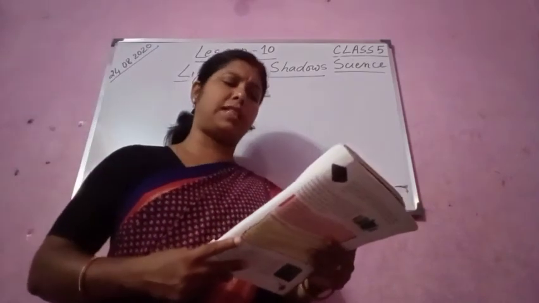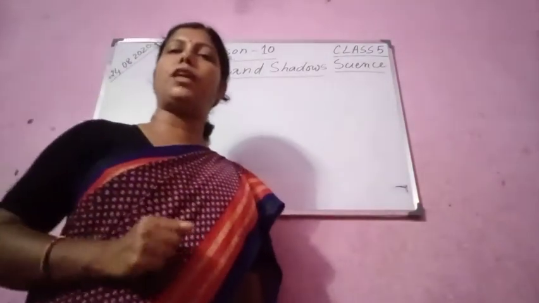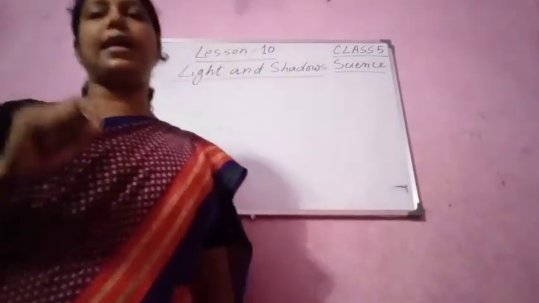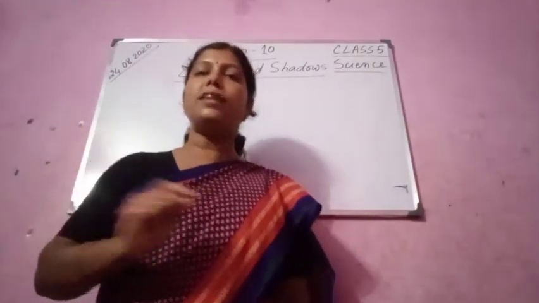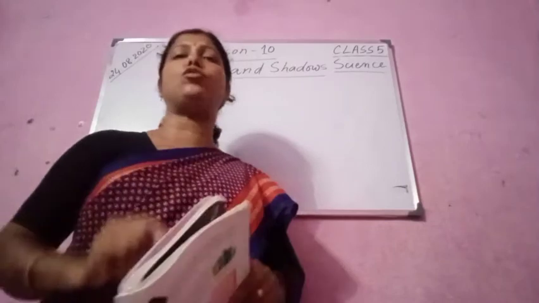We know that light is a form of energy that enables us to see things. What is light? Light is a form of energy. You have to keep in mind this, that what is light? Light is a form of energy that enables us to see things, that helps us to see things.